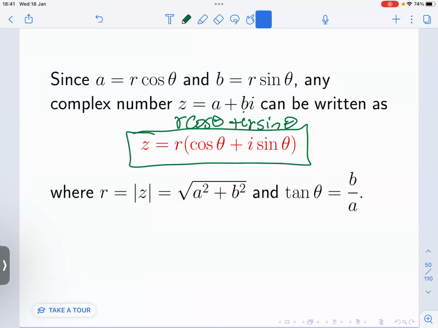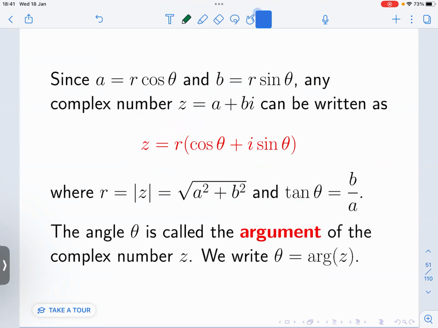where r is just the distance from the origin to our point. So remember, that's the modulus. It will be calculated by the square root of the real part squared plus the imaginary part squared. And we're also going to use the fact that tan theta is equal to b over a, from the complex number a plus bi. The angle theta here is referred to as the argument of the complex number, and it is often written as arg z.